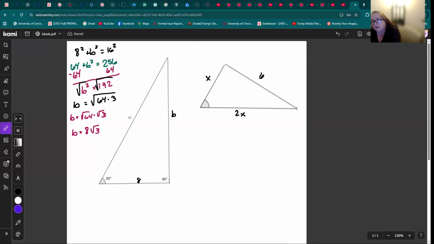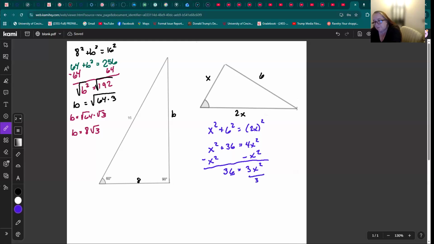For right now, this is what we've got. So Pythagorean theorem is going to be short side, so x squared plus long side squared equals the hypotenuse squared. Okay, so we have x squared plus 36 equals 4x squared, because 2x times 2x is 4x squared. Get the x's together, so I'm going to subtract the x squared. And then I have 36 equals 3x squared. I want to get the x squared by itself, so I'm going to divide by 3.